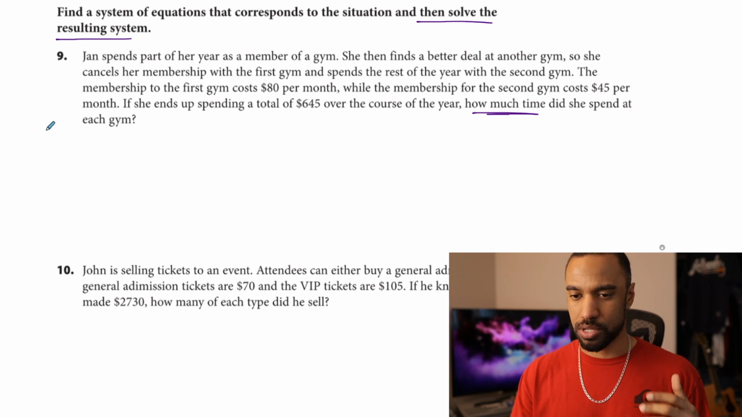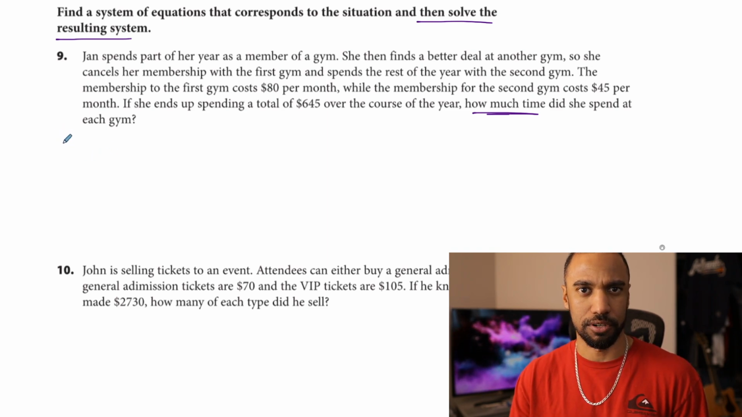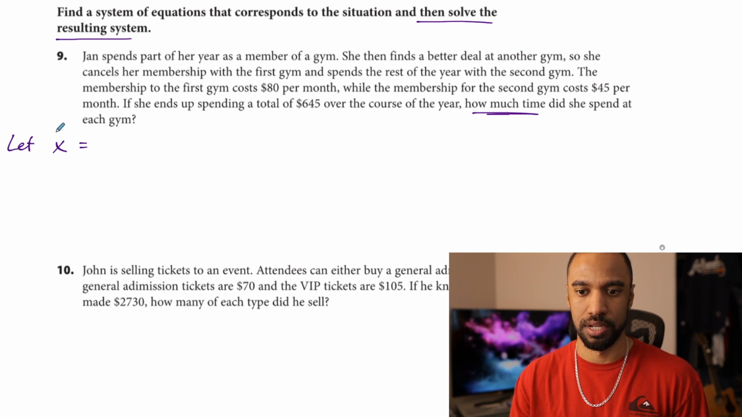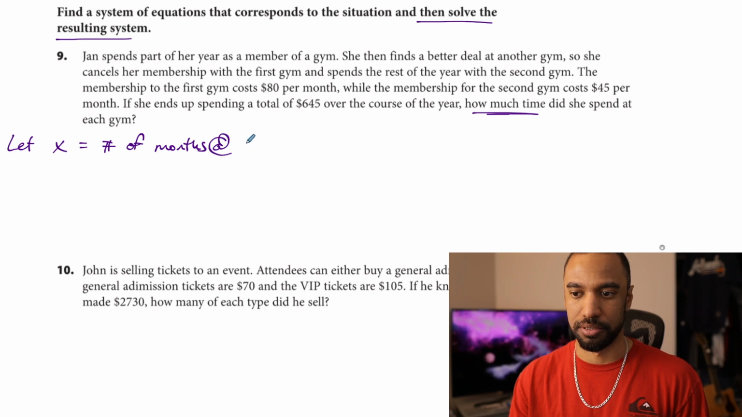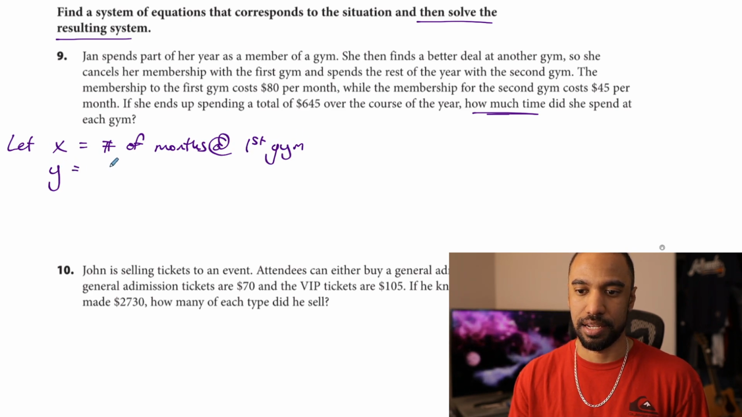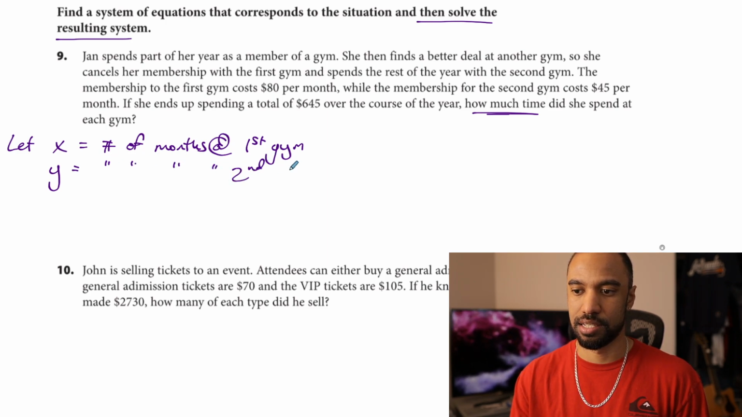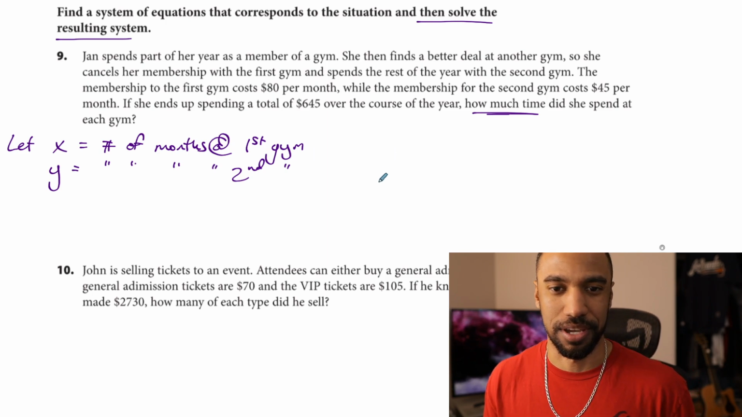So we're going to use X and Y again for first gym and second gym, but specifically, I'm going to let X equal the number of months at first gym, and then Y the number of months at second gym, if that's okay for you guys.